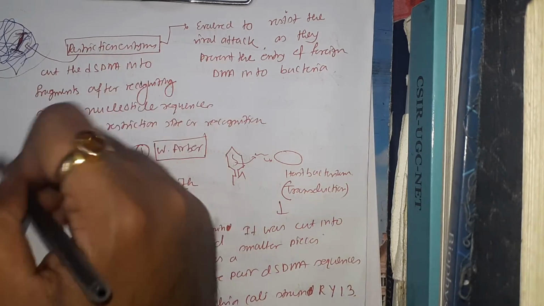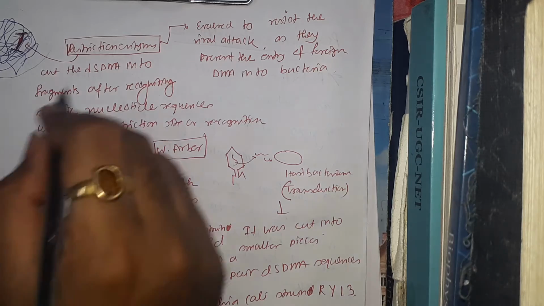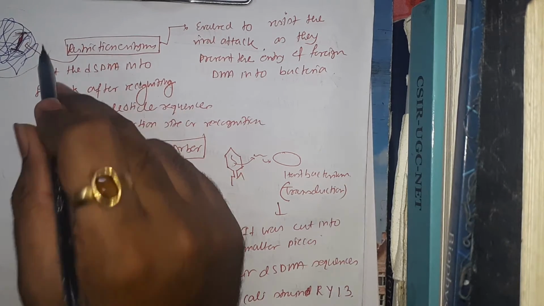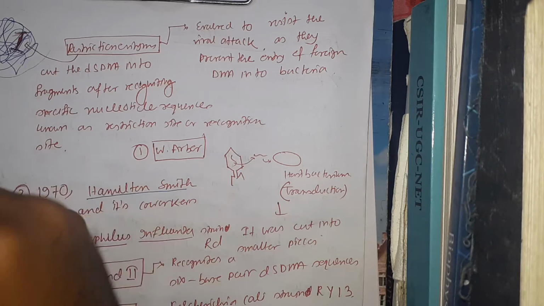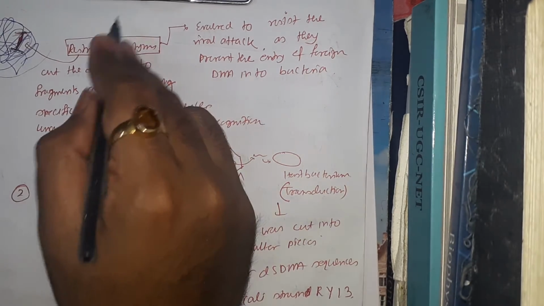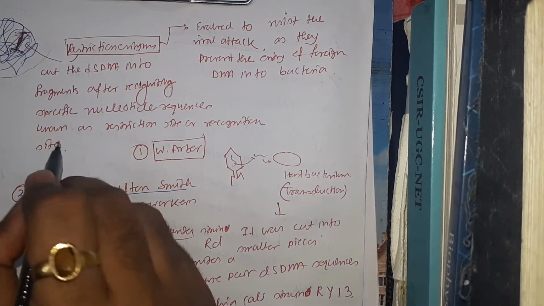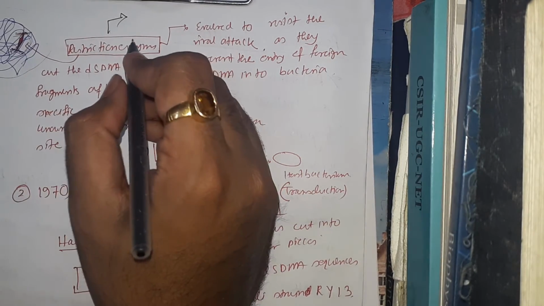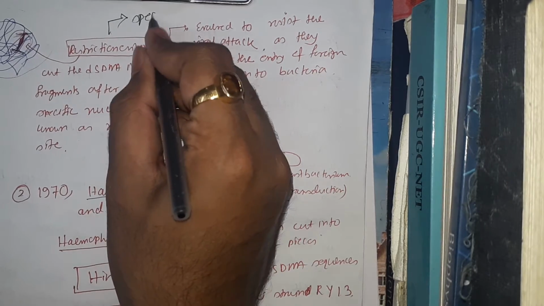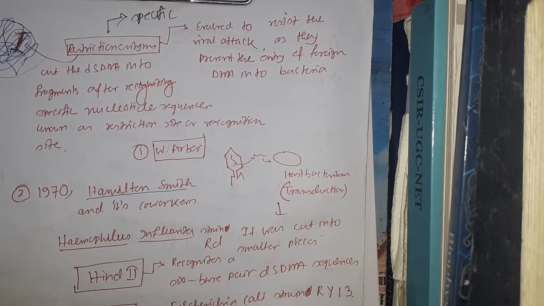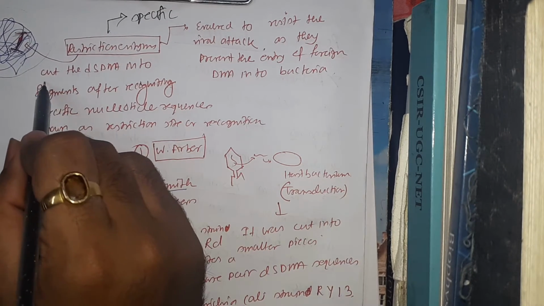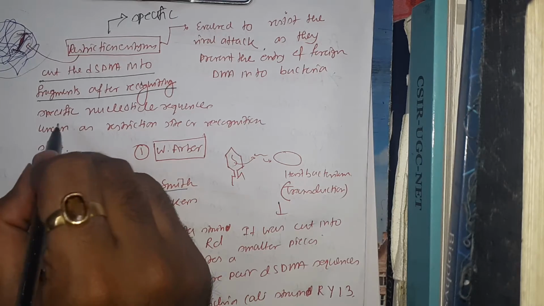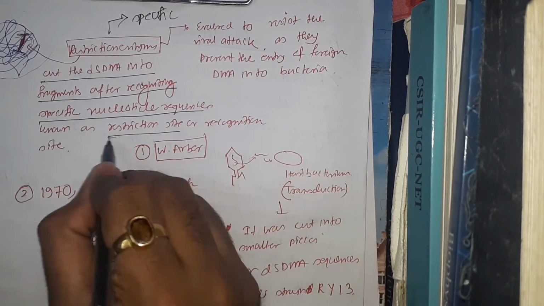For doing this there is a requirement: the restriction endonuclease will act only on those nucleotide sequences that are recognized by it. It will first recognize a nucleotide sequence that is specific for that particular enzyme. Restriction endonucleases are simply enzymes that have the ability to cut double stranded DNA into fragments after recognizing specific nucleotide sequences known as the restriction site or recognition site.